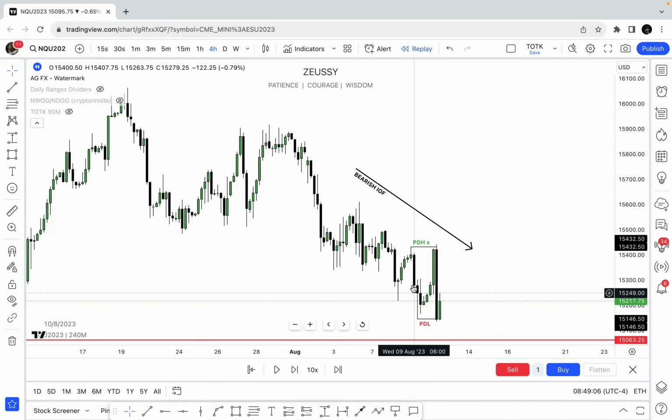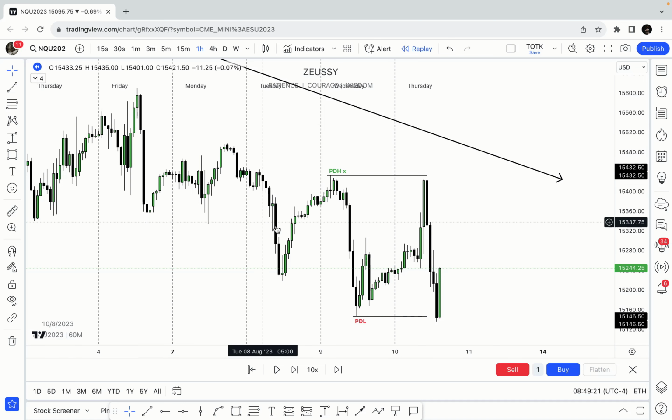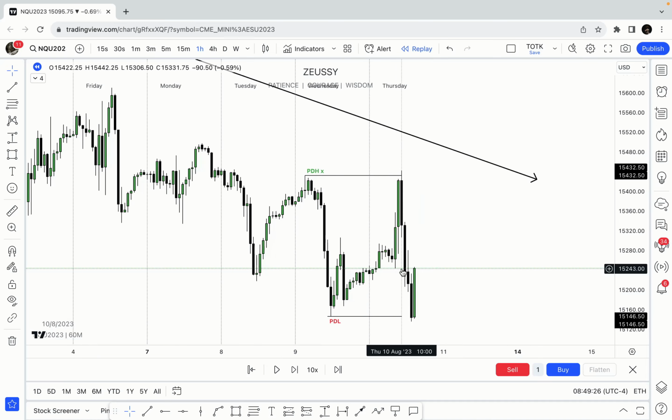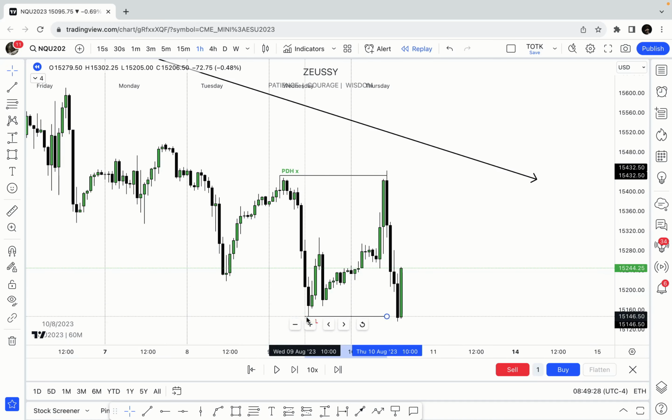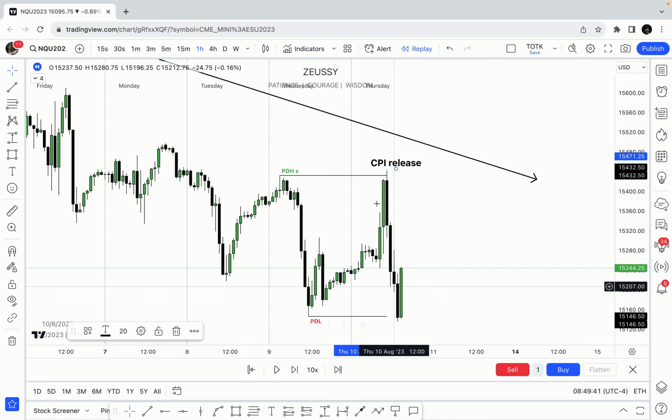So here we can see that the previous day high gets purged and the previous day low gets targeted afterwards. I went short in this big breakdown candle downwards. Let's go down into H1. I'm going to turn the daily range divider on so that you are able to see it properly. And it is important to note that on this day there was CPI at 8:30.